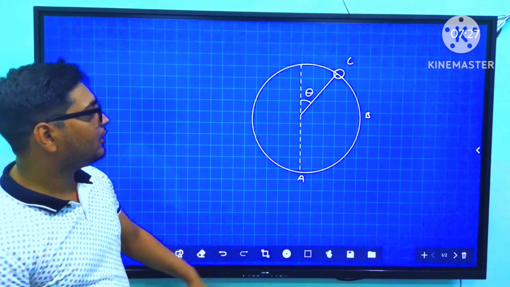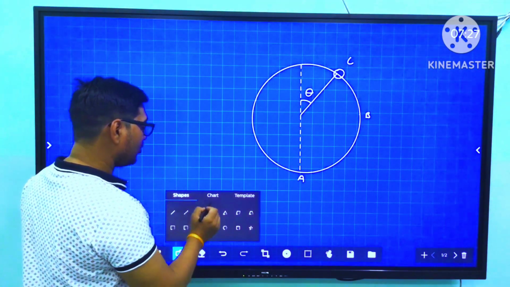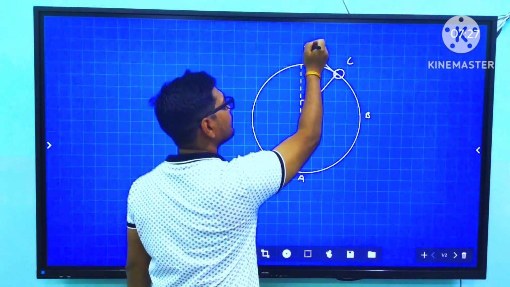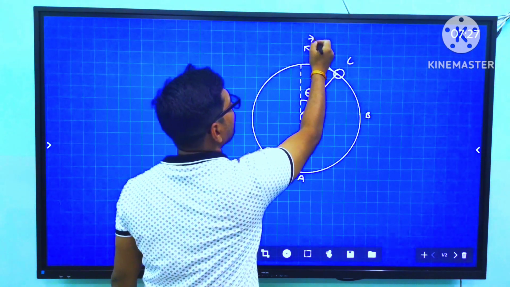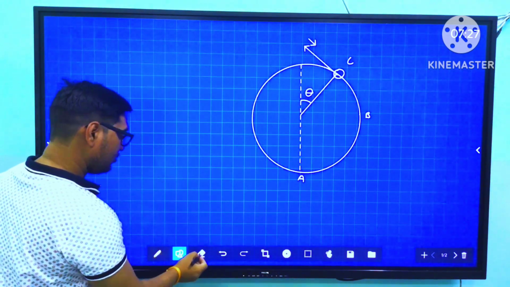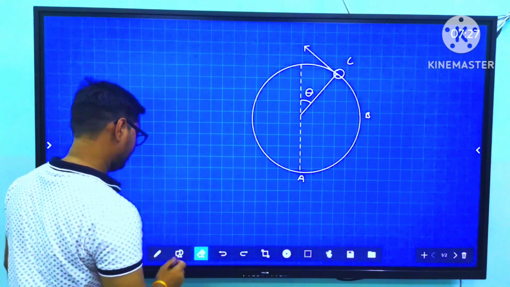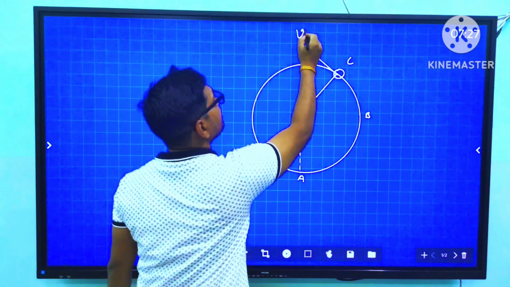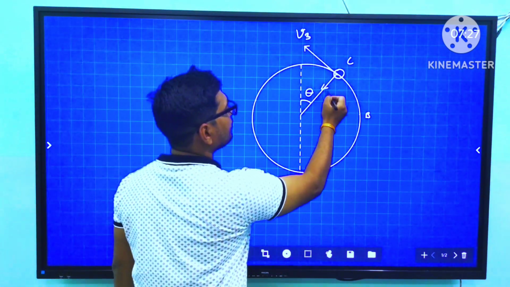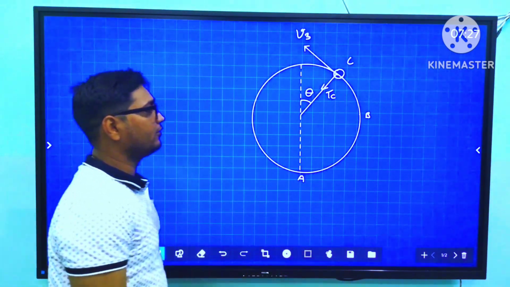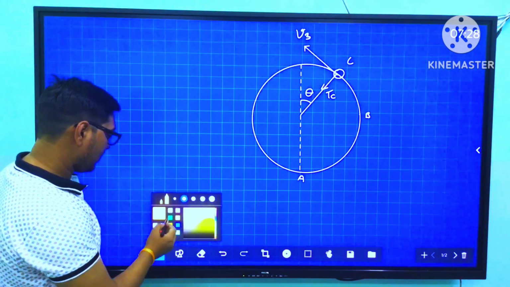Now I want to calculate the velocity at this point, that is V3, not V2, it was V3. This is V3. And the tension in the string TC. I want to calculate this. For that we will do some construction.